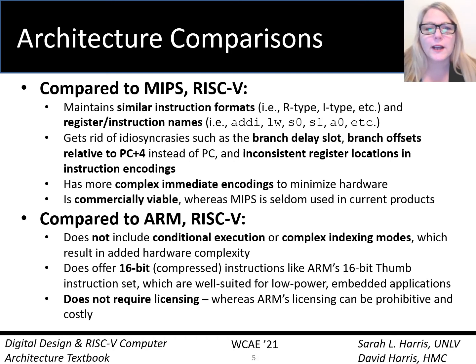Compared to ARM, RISC-V doesn't include conditional execution or complex indexing modes, which complicate the hardware. And it doesn't require licensing, whereas ARM does. But it does offer 16-bit compressed instructions, similar to ARM's 16-bit Thumb instruction set. So it allows that flexibility for targeting lower power and lower memory devices, such as embedded systems.